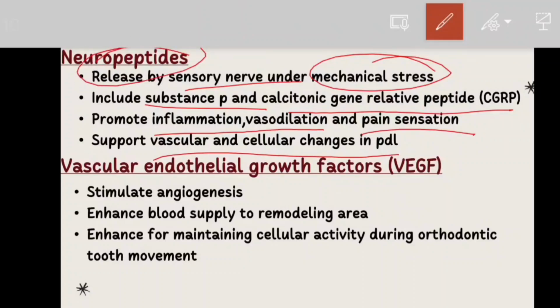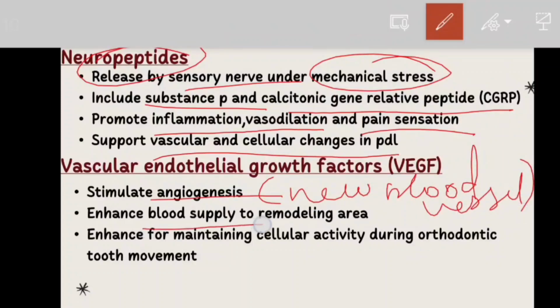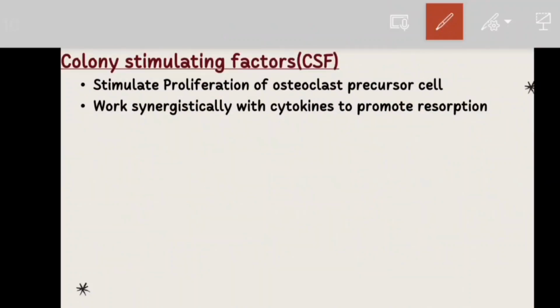Okay. Now the next one is vascular endothelial growth factor. It stimulates angiogenesis. What is angiogenesis? It means the formation of new blood vessels. So it enhances the blood supply, maintains cellular activity and supports orthodontic tooth movement. The next one is colony stimulating factor. Its function is that it stimulates proliferation of osteoclast precursor cells. That means more precursor cells, so more osteoclasts and more resorption, and there will be faster tooth movement. So colony stimulating factors work together with cytokines to promote resorption.